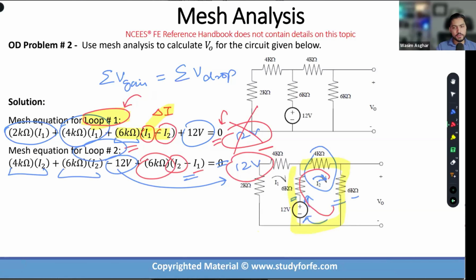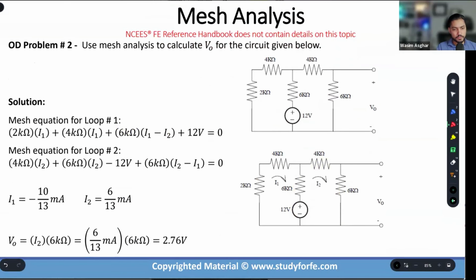How many equations do we have? 2 equations. How many unknowns do we have? 2 unknowns. Can we solve it? Very easy. Very simple. 2 equations, 2 unknowns, and we can go about solving it. Now, interestingly, you find that when you punch it in the calculator, do hand calculations, whatnot, I1 turns out to be negative. Does that mean my answer is incorrect? No, it just means that it is 10 by 13 milliamp, but the actual direction of I1 is this. As simple as that. Okay.